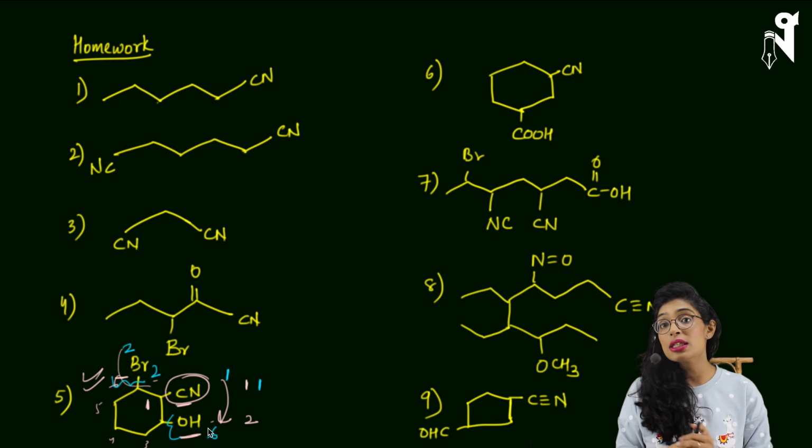Okay, so here you don't have to look out for the positioning of prefixes on the basis of their priority in the priority list. Instead you have to go by the alphabetical order. This you have to keep in mind while naming the compounds.